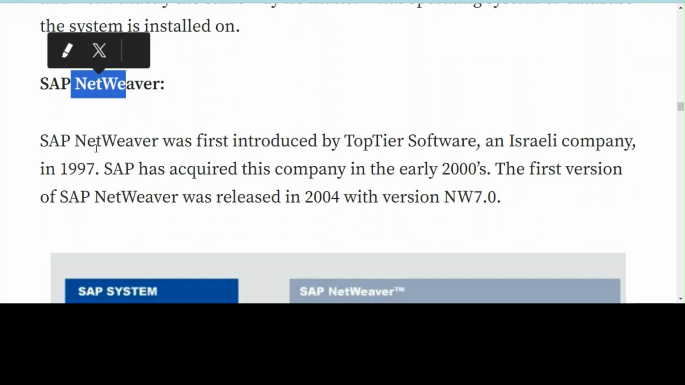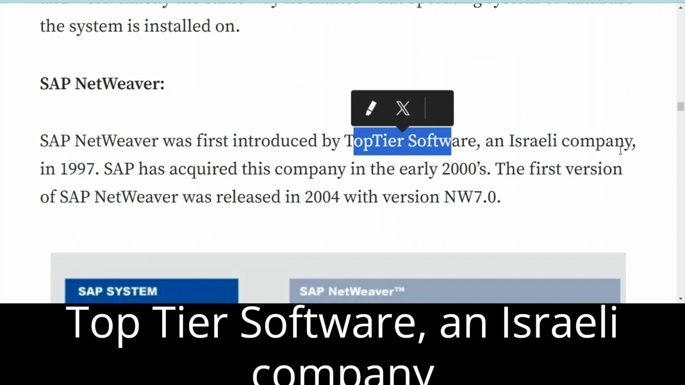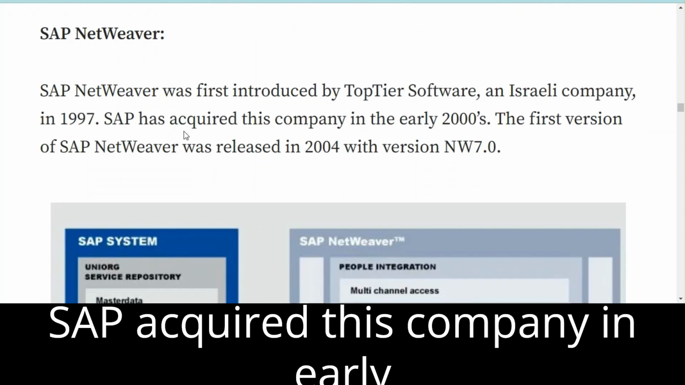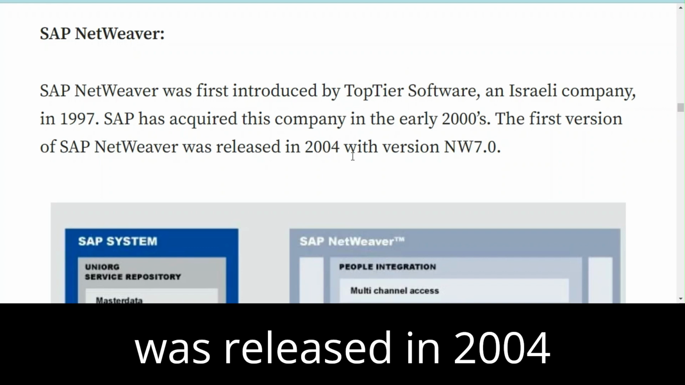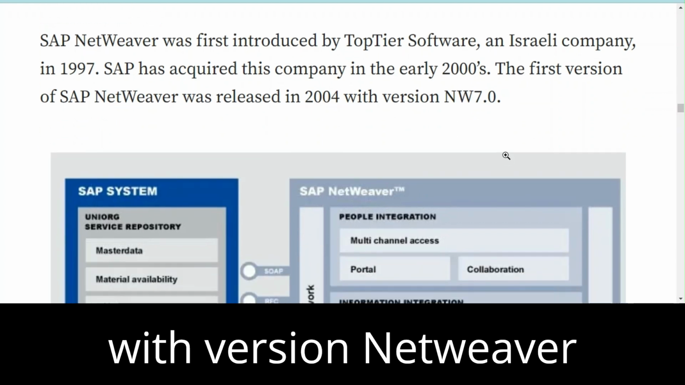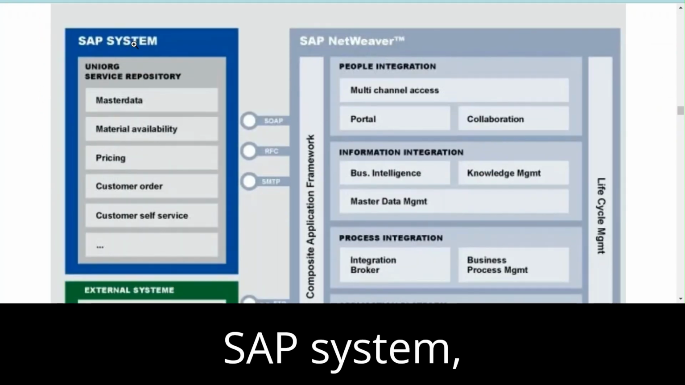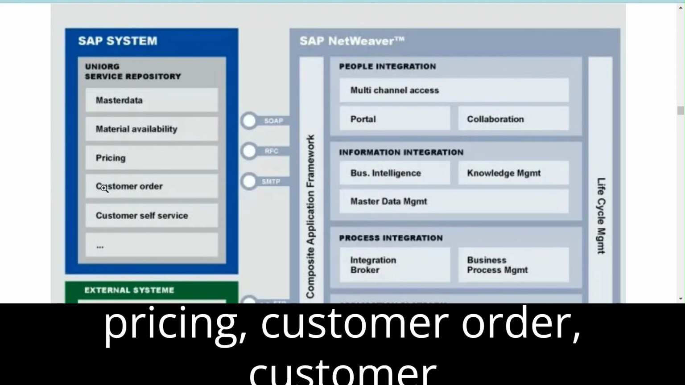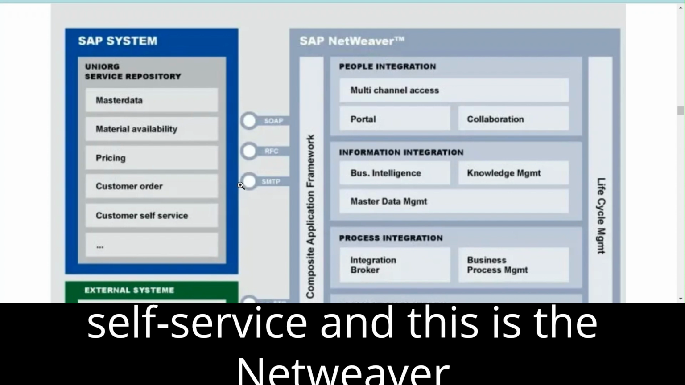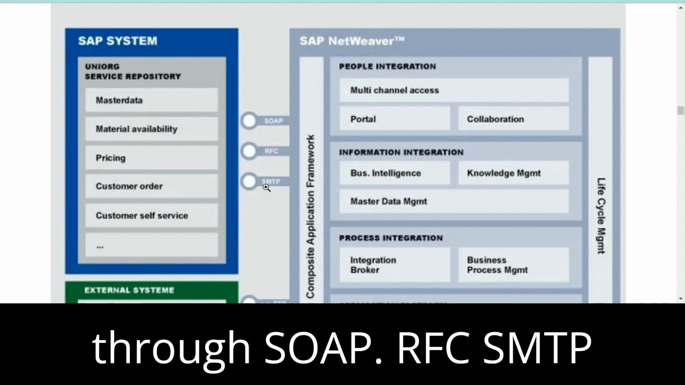SAP NetWeaver. SAP NetWeaver was first introduced by TopTier Software, an Israeli company, in 1997. SAP acquired this company in early 2000. The first version of NetWeaver was released in 2004 with version NetWeaver 7.0. SAP system: master data, material availability, pricing, customer order, customer self service. And this is NetWeaver connected through SOAP, RFC, SMTP.